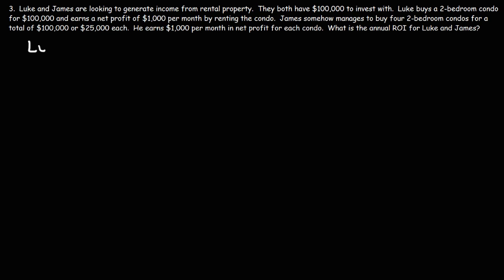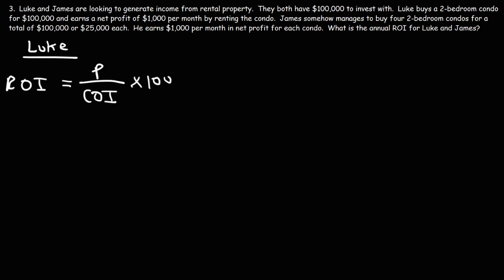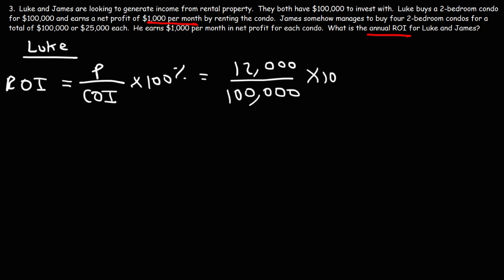So let's start with Luke. The ROI is going to be the profit divided by the cost of the investment times 100%. So we're looking for the annual ROI. So what is the annual income that Luke is receiving? From this condo, he's receiving a profit of $1,000 per month. So in 1 year or 12 months, his profit is going to be $12,000 per year. So that's how much he's earning by renting the condo. Now he invested $100,000 to buy the condo. So his annual ROI is going to be $12,000 divided by $100,000 times 100%. So his annual return on investment is 12%.